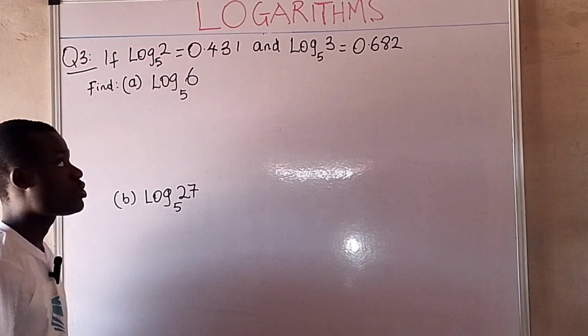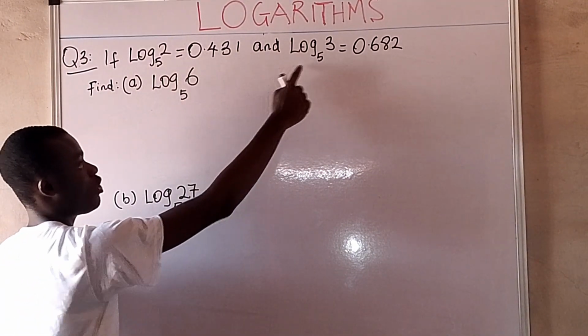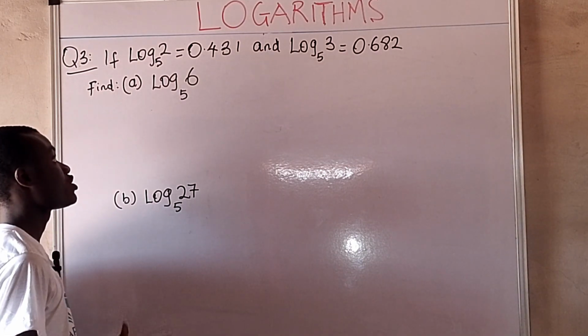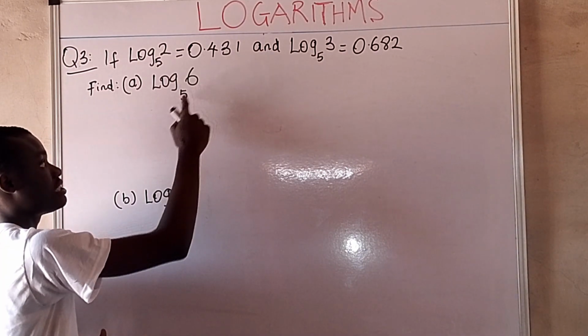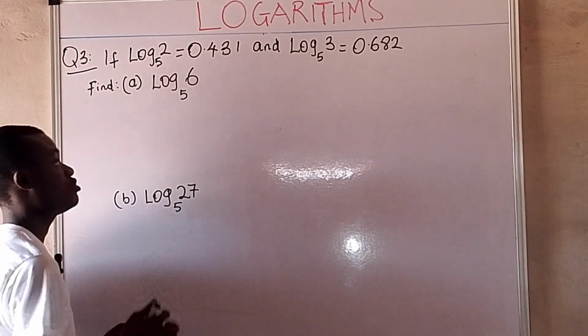So in our third question, we have it that if log 2 to the base of 5 is equal to 0.431 and log 3 to the base of 5 is equal to 0.682, we are told to find the value of log 6 to the base of 5 and also log 27 to the base of 5. So let's start with this question.